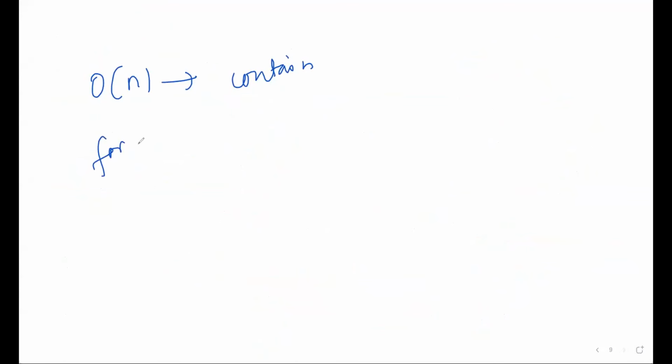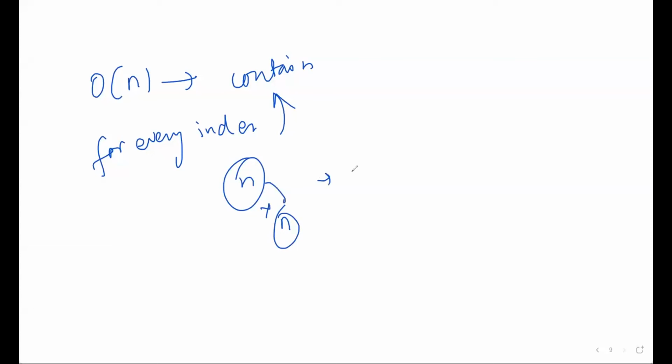For every index you are doing this. So how many indexes are there? N. And for all n you are doing the same thing. The time complexity will become O of n square, which will give you TLE.